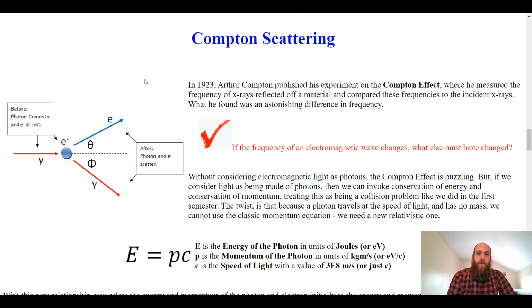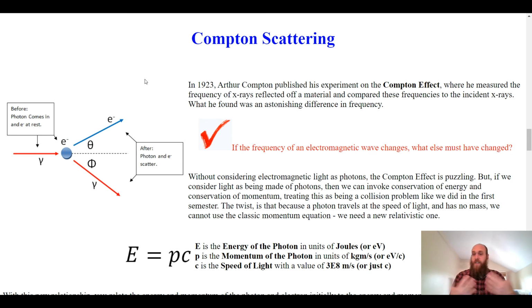In 1923, Arthur Compton published a paper on the Compton effect, which essentially had incoming X-rays that reflected off some material, and then you compared the incident frequencies with these reflected frequencies. And we found that they weren't the same. The only way that those frequencies would change was if there was a change in energy. And if there was a change in energy, that means the energy that we lost had to go somewhere, and that energy actually went into scattering electrons off of that material.